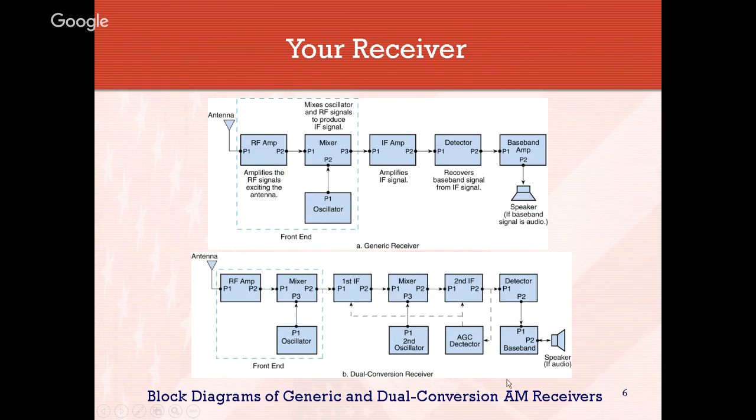Then you have the dual conversion AM receivers, and you can see how different it is because it has several other stages within the receiver, the complex that is in there to give you the signal you're looking for.